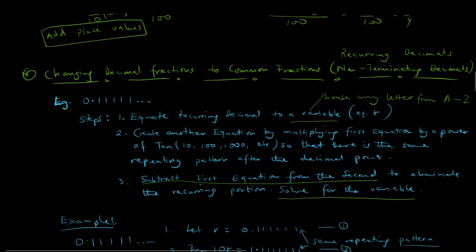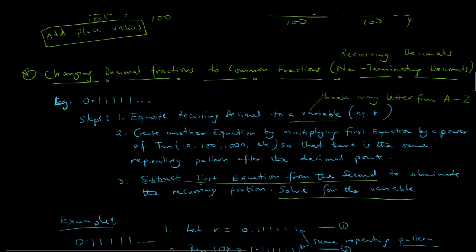Now let's look at changing decimal fractions to common fractions. This time we are going to look at recurring decimals or non-terminating decimals. So we have an example of a non-terminating decimal fraction, 0.11111 to infinity. Now we will follow these 3 steps.